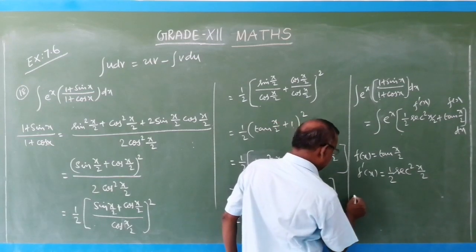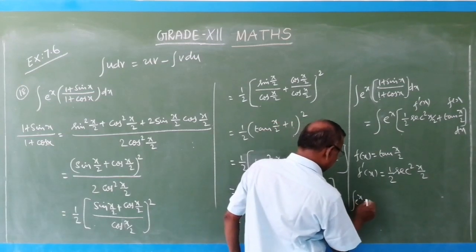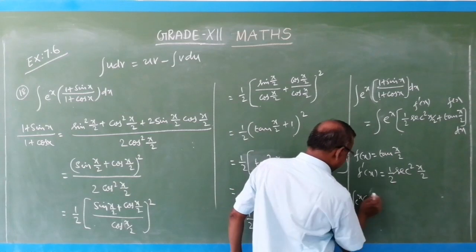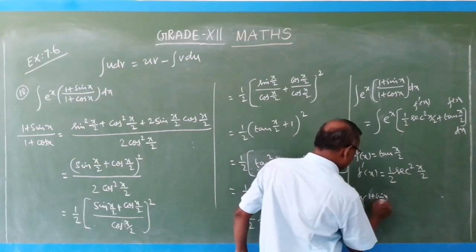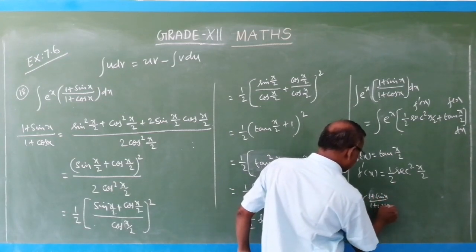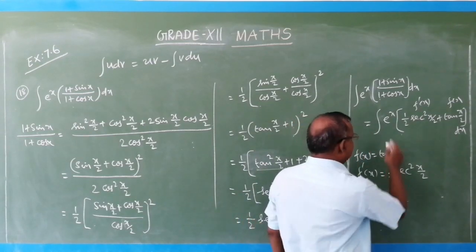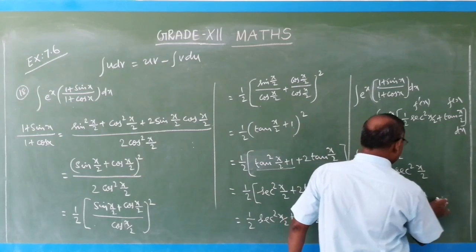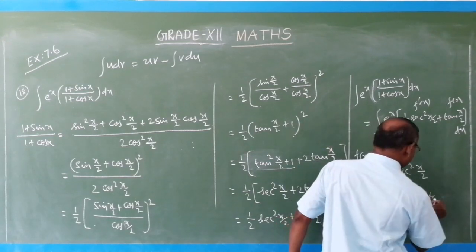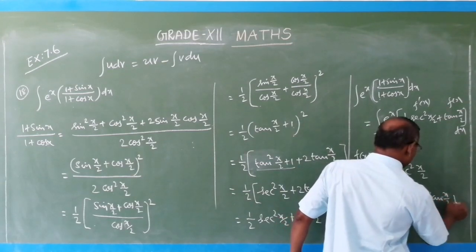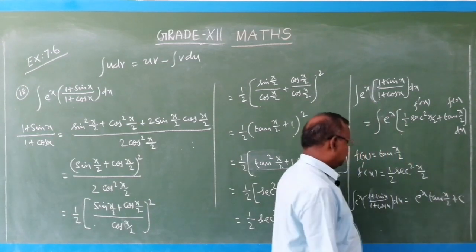So the answer is: integral e power x into (1 plus sin x) by (1 plus cos x) into dx equals e power x into f of x, that is e power x into tan x by 2 plus c. So this is the answer.